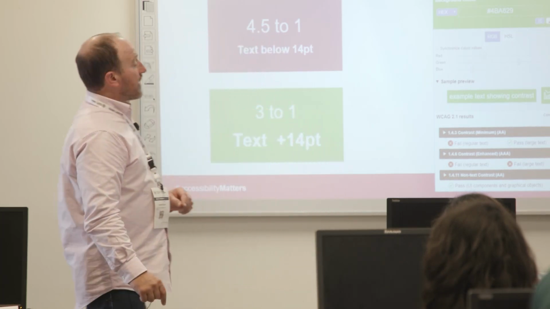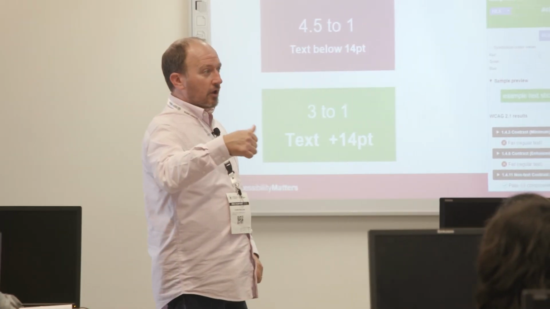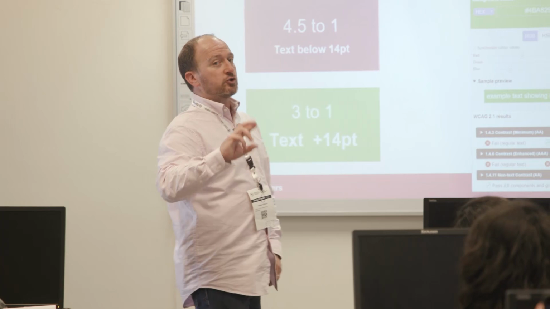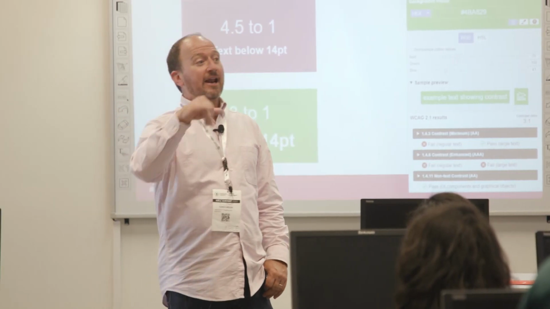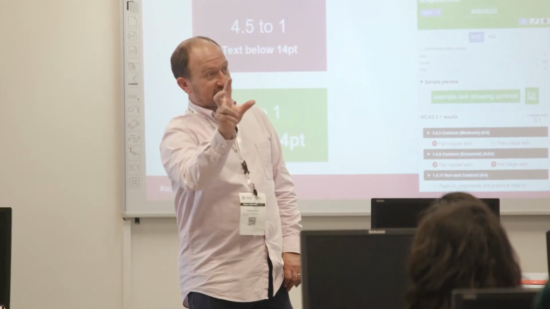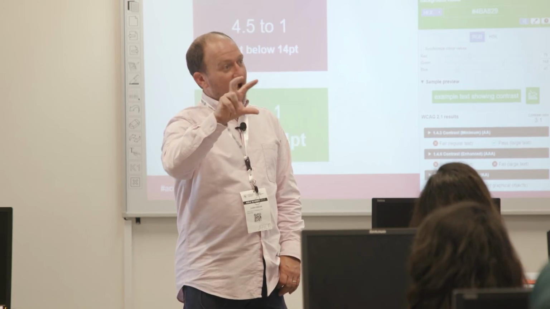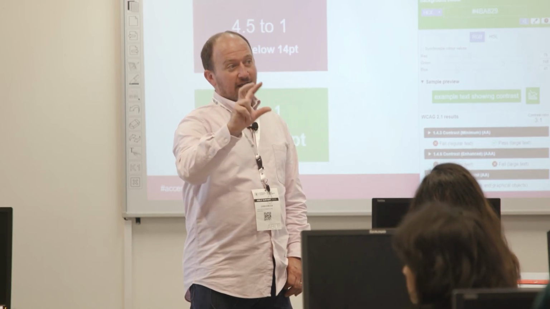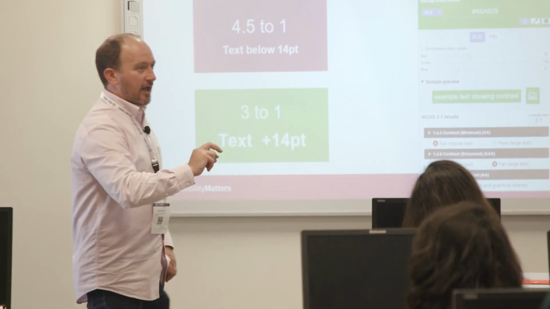Right? And then text that is 14 point bold or larger only needs a color contrast ratio of 3 to 1. And that applies to graphics as well. Right? So when you're doing pie charts and things like that and you're making those pie wedges different colors, that's when you need to think, am I meeting that minimum color contrast? Right? So you want to pay attention to that.